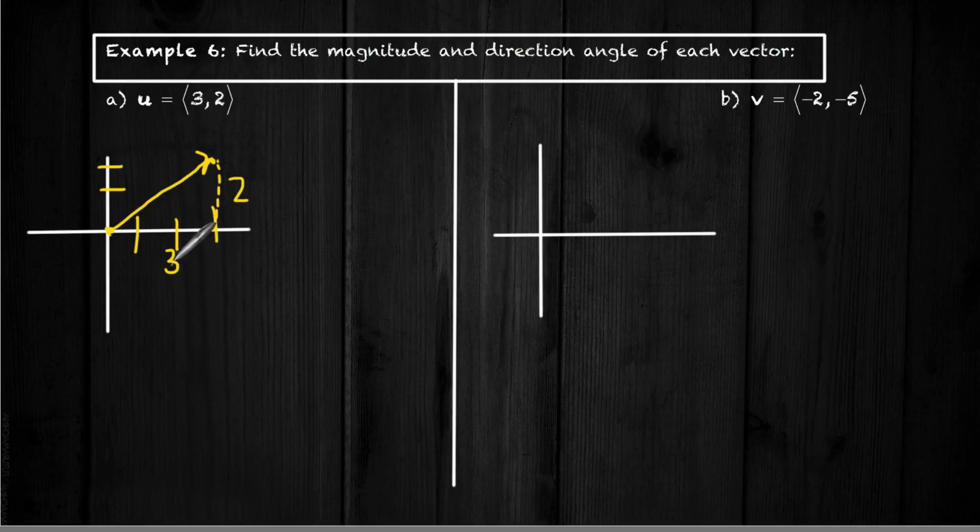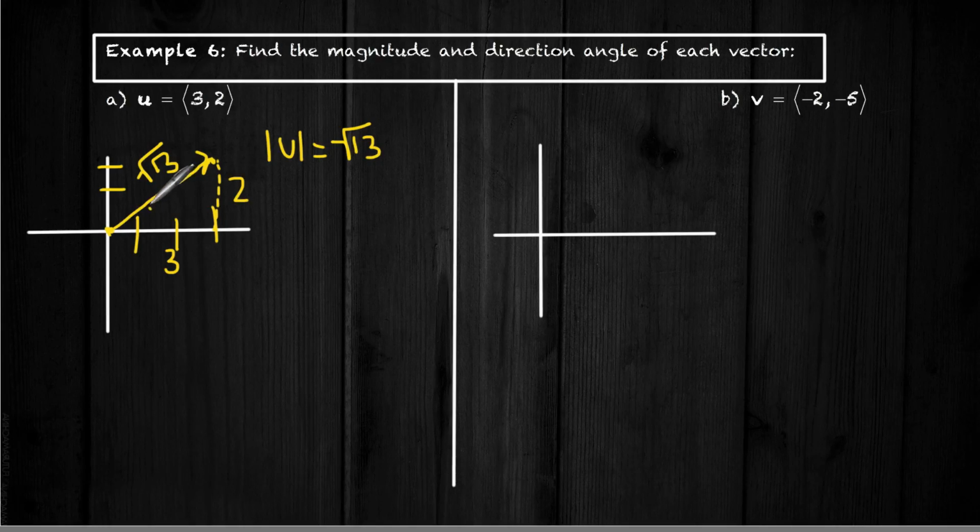We do the Pythagorean Theorem. That's the easy part. 3 squared is 9. 2 squared is 4. 4 plus 9 is 13. So root 13 is the magnitude. So we'll say absolute value of u is root 13. Now we need to find the angle.